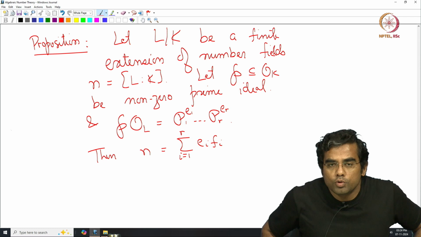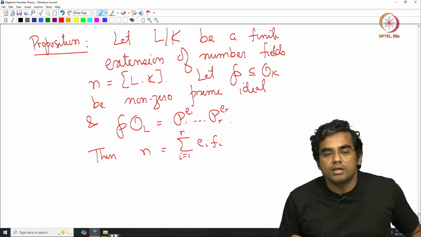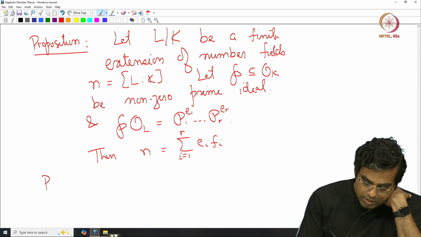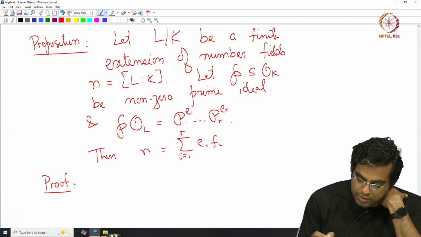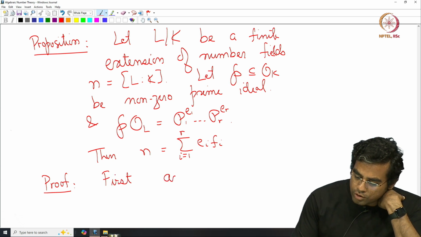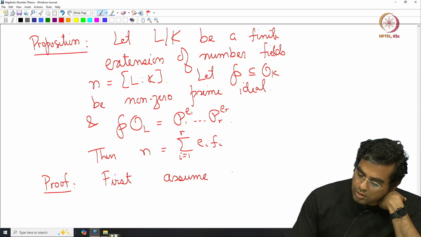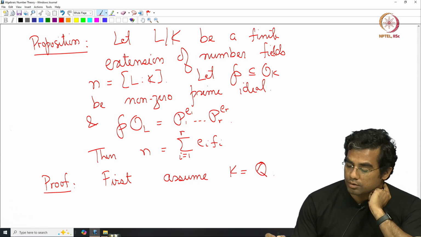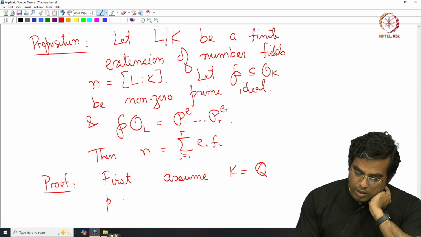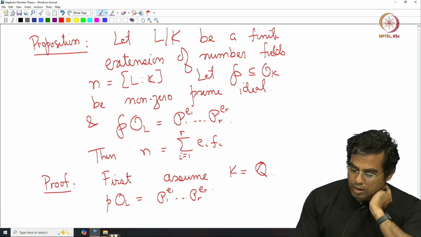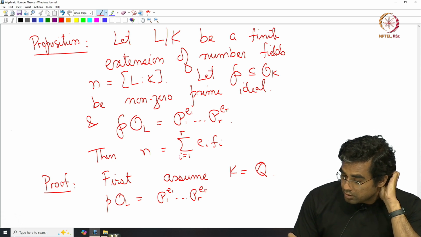So, let us first prove this in the case when K is equal to Q, just for simplicity. It does not really matter, it helps you understand what the proof is. So, first assume K is equal to Q, and so you can just take P OL, this is P1 to the E1 and so on up to PR to the ER.